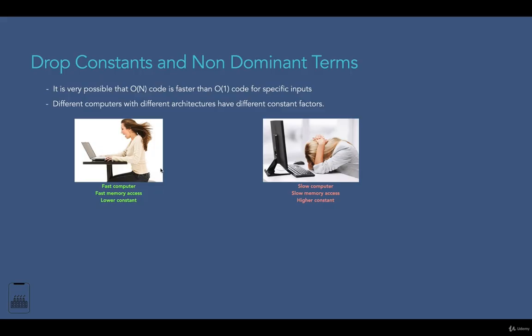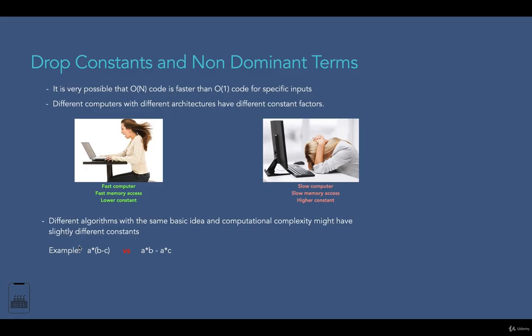Also, slightly different algorithms with the same basic idea and computational complexity might have slightly different constants. For example, if we have two expressions like this, and we write these two expressions inside a loop, it's possible that if multiplication is slower than subtraction in a computer, the first expression will be faster than the second one, because in the second one we are doing 2 multiplications, while in the first one we are doing only 1 multiplication. First we are doing subtraction, then we are doing multiplication. In the computer the multiplication is slower, that's why it will perform better. So for this reason we need to ignore non-dominant terms and constants.